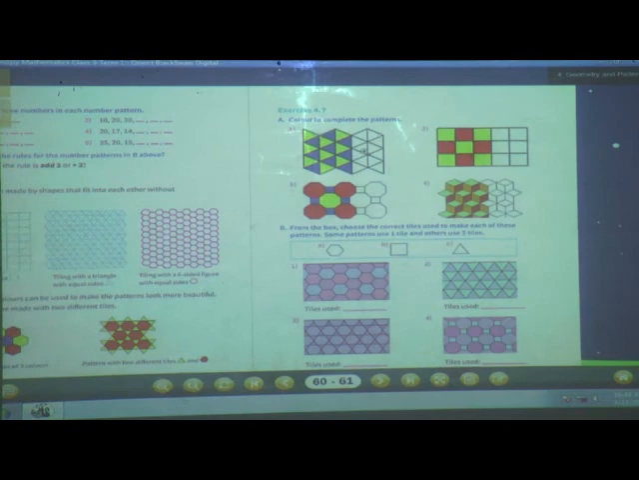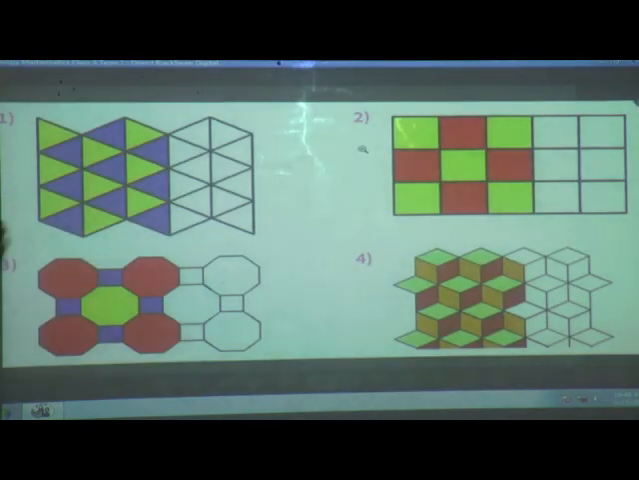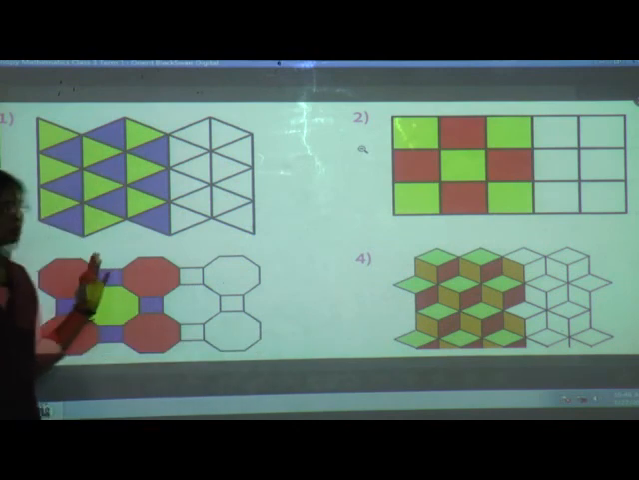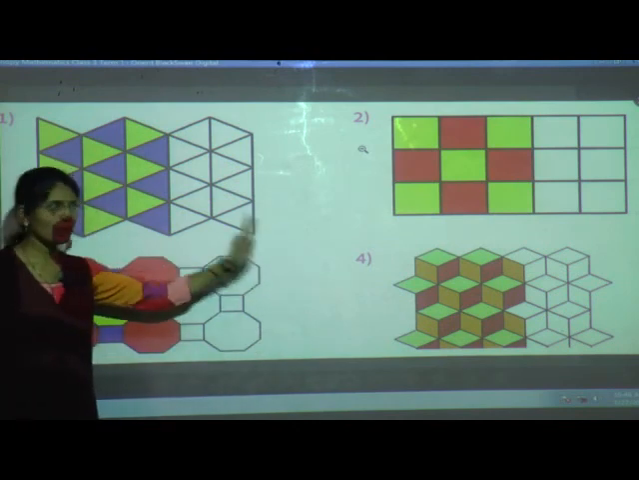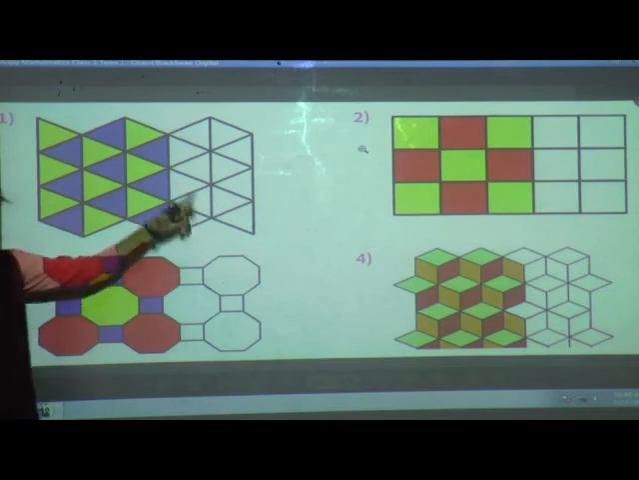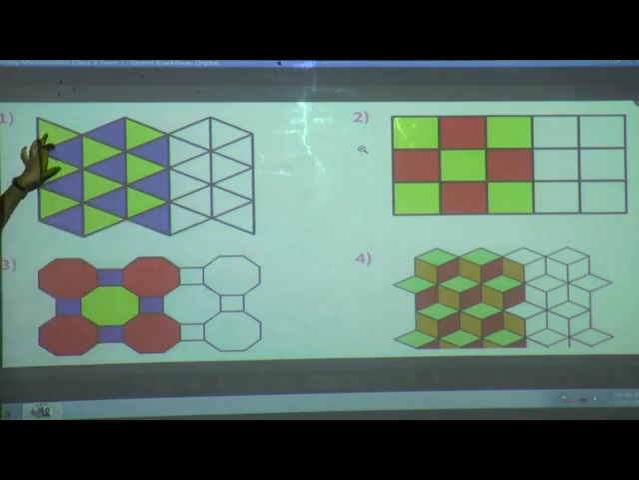color the complete pattern. See here some patterns are given to you, and what you have to do is color them. First we will see this pattern made by two triangles. The first triangle is like this, and here yellow color is there, and the other triangle is like this. Both triangles are there. One is of yellow color and another is of blue color.